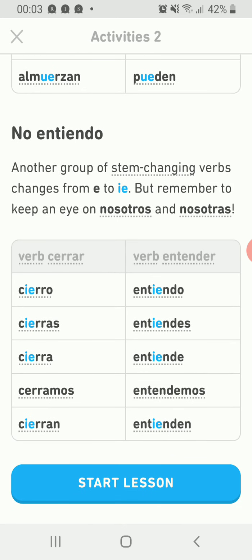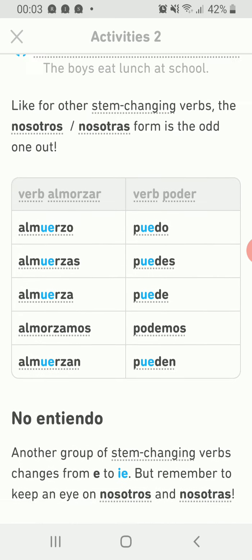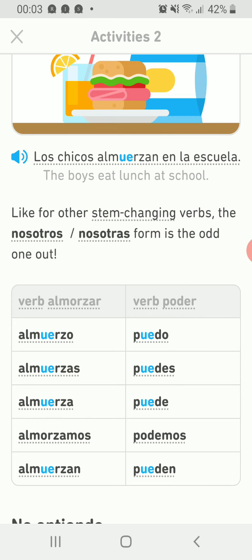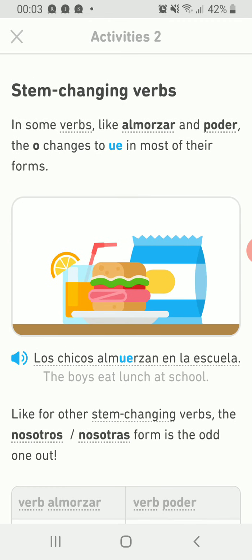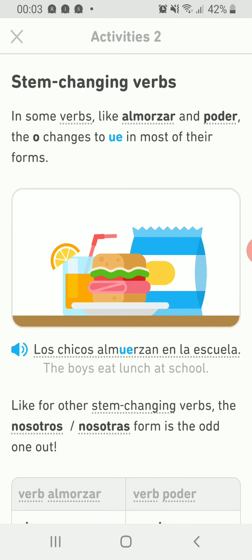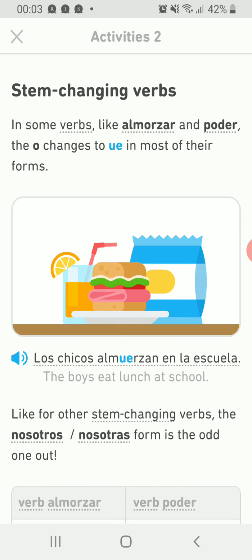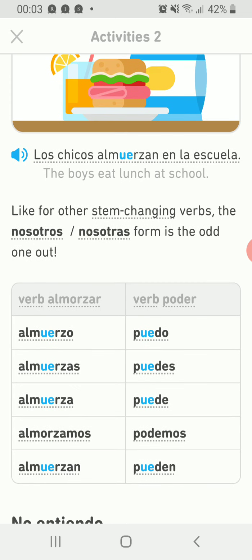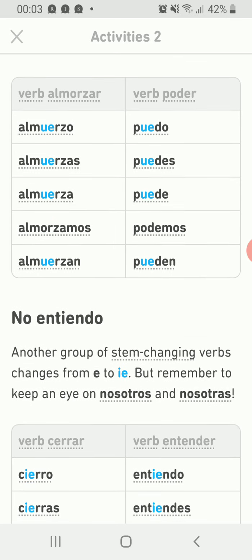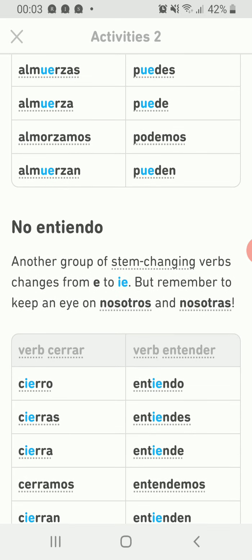And so almuerzar, sorry. Is it? No, actually the infinitive verb is almorzar. Almuerzo, almorzar. El almuerzo. Almorzar is to have lunch, to eat lunch.